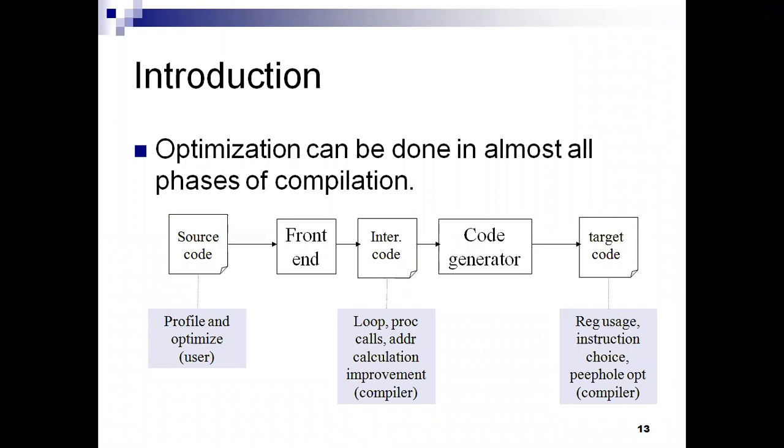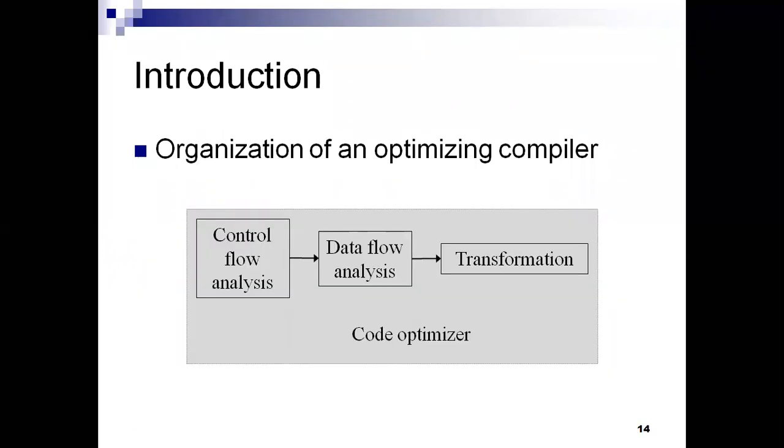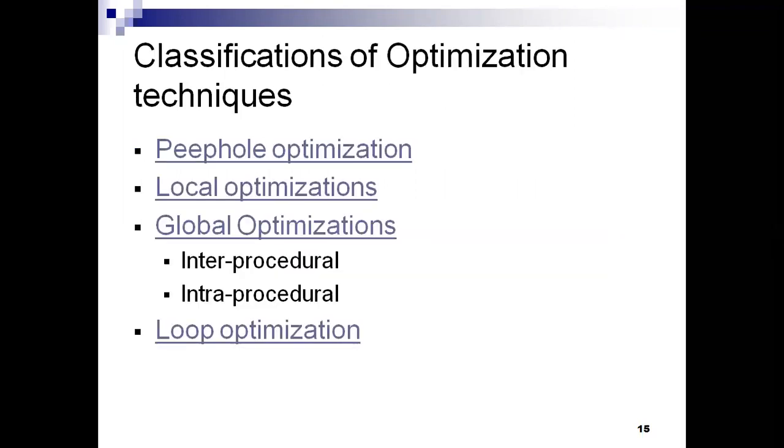This is a conceptual view of code optimization, the organization of a code optimizer. We are not directly performing the transformations. Initially our input should be in the form of control flow analysis, which is then transformed into data flow analysis, and finally we apply some optimizing transformations. This is done by the code optimizer. The classification of optimization techniques I will explain in the next class.